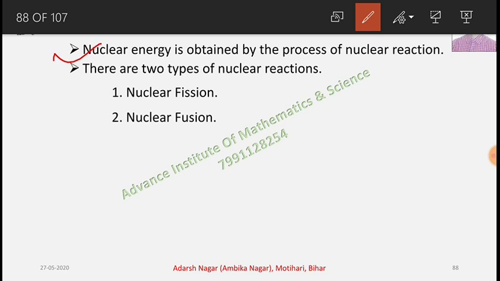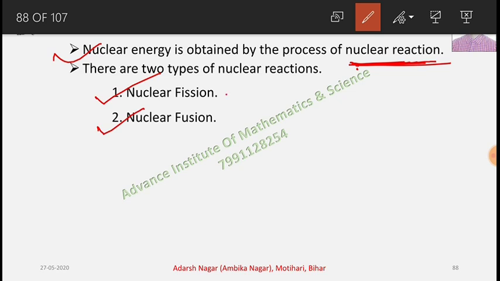Okay. Here we have to know the term nuclear reaction. What is a nuclear reaction? It means a reaction that takes place in the nucleus, and that is called a nuclear reaction. There are two types of nuclear reaction: one is nuclear fission and the other is nuclear fusion. So what is the difference between fission and fusion?